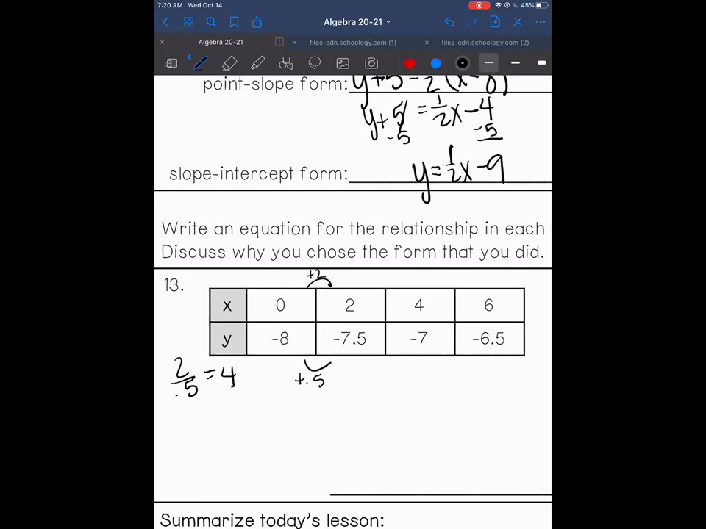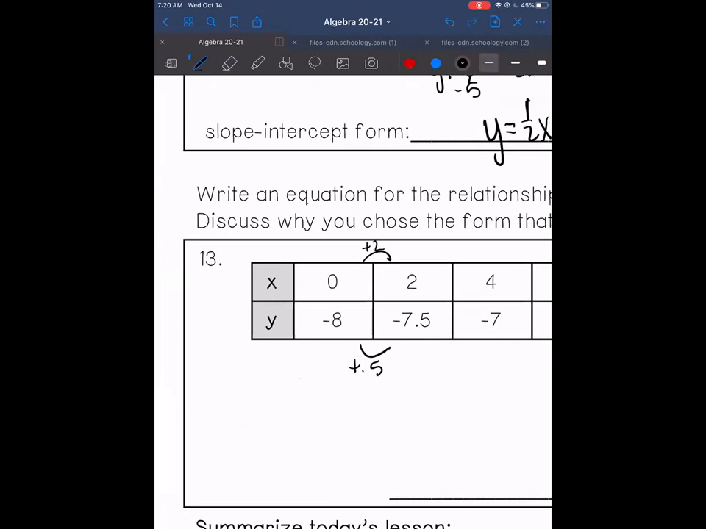Oh, wait, I completely did that incorrectly because I'm putting my x value on top. So it's the y value, it's the change of y over the change of x. See, this is why we write our formulas. So it's 0.5 over 2. We could also look at that as 0.5 is saying a half times a half, which would equal 1/4.